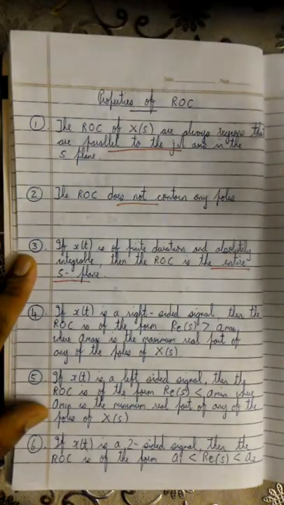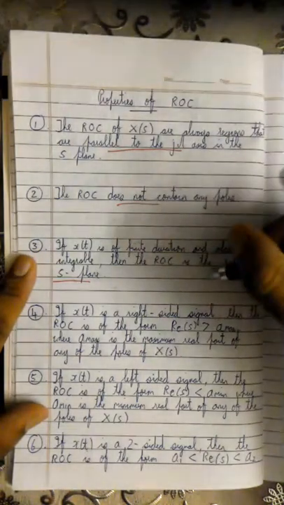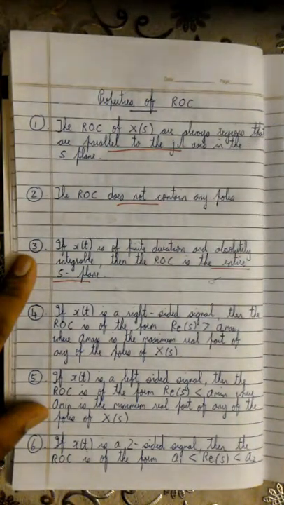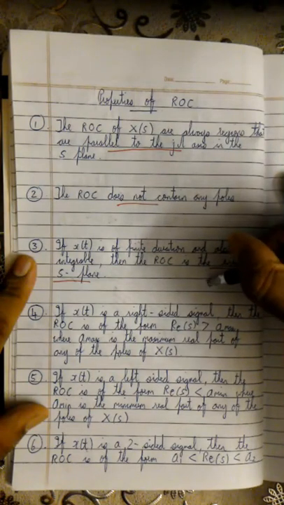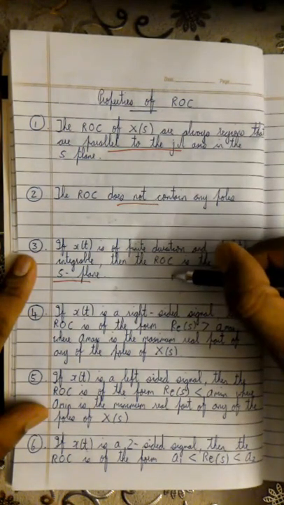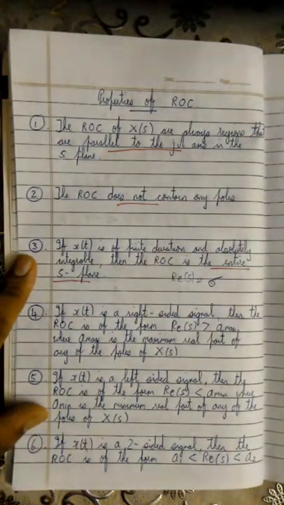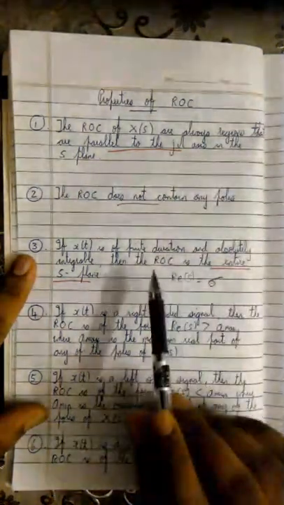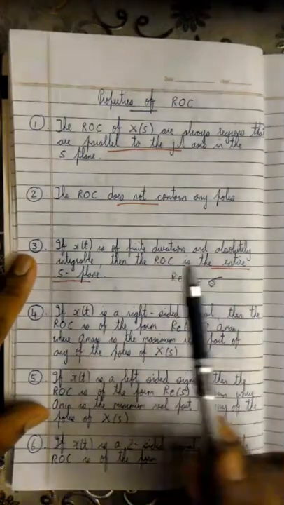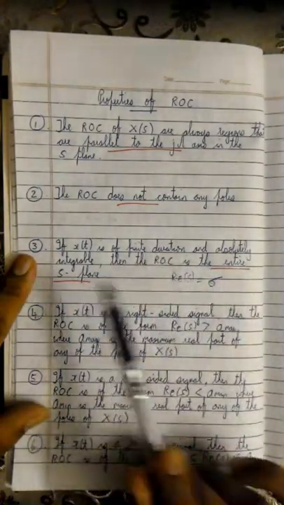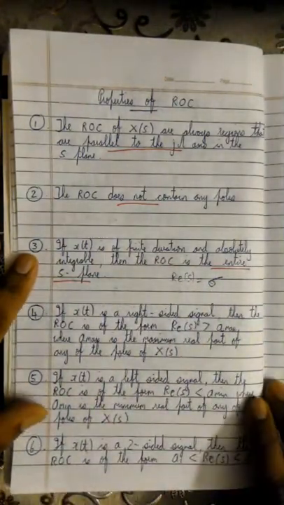Then if the Fourier transform of the signal does not exist, the Laplace transform of the signal depends on the value of sigma, or on the value of the real part of S. Understood? This is what the third property means. That is, if the signal is of finite duration and absolutely integrable, then the ROC is the entire S plane.